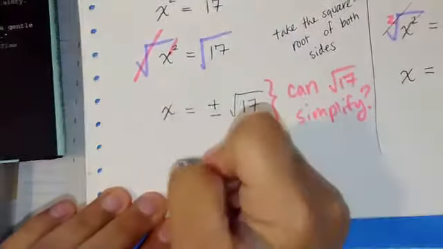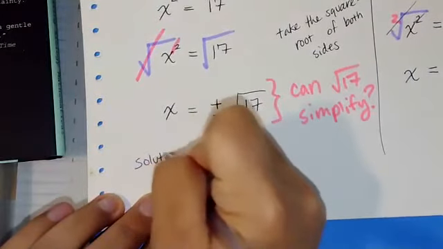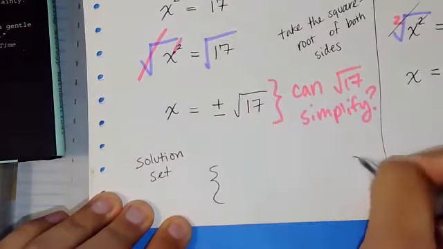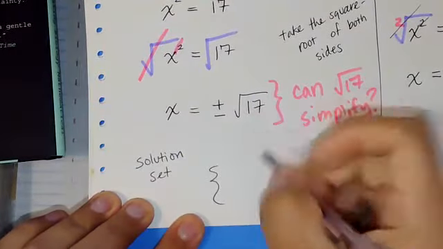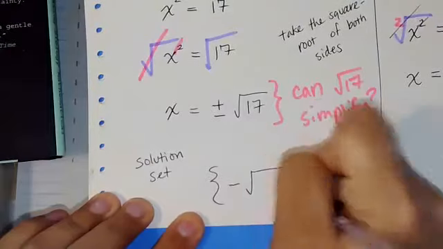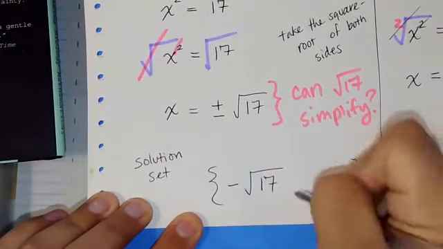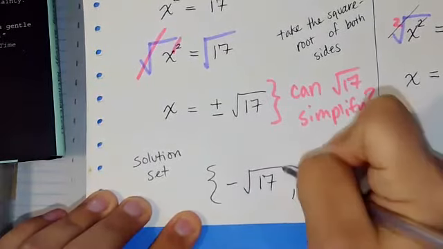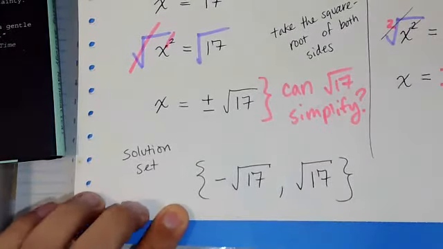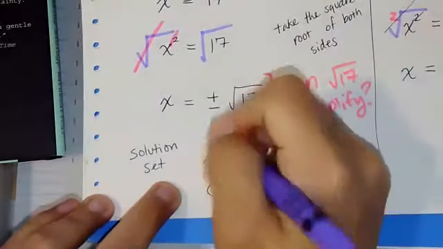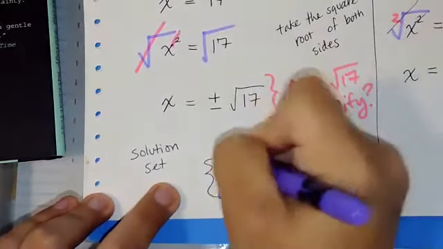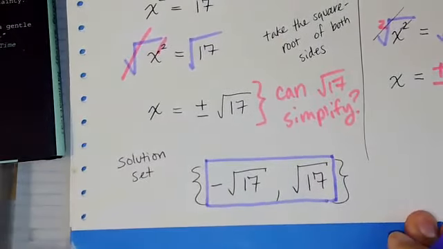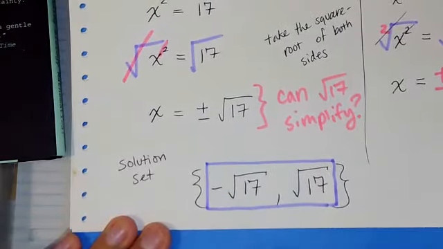So our solution set, since we can't simplify any further, is just going to be the set of these values. One of them is negative square root of 17, and the other one is the positive square root of 17. And so those are the two solutions that are possible for this quadratic equation. Does anybody have any questions about that one?